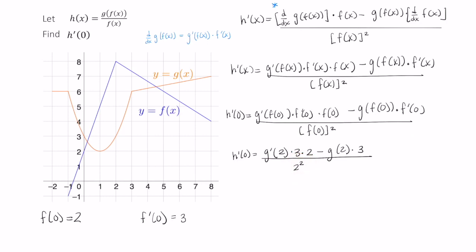So now we need two more quantities: we need g evaluated at 2, and we need the first derivative of g evaluated at 2. The graph of g is a little more interesting. There's this flat spot, this parabolic looking spot, and then this linear spot. But at 2, we are right on this parabola.